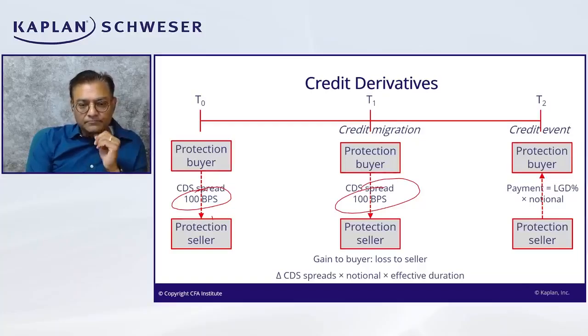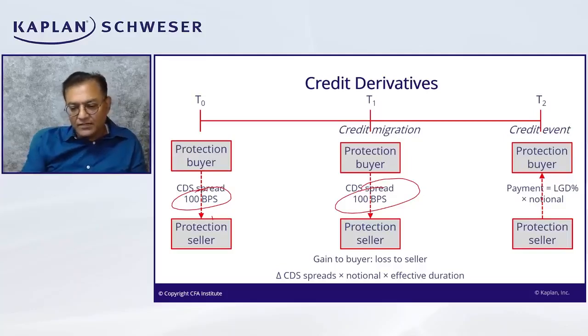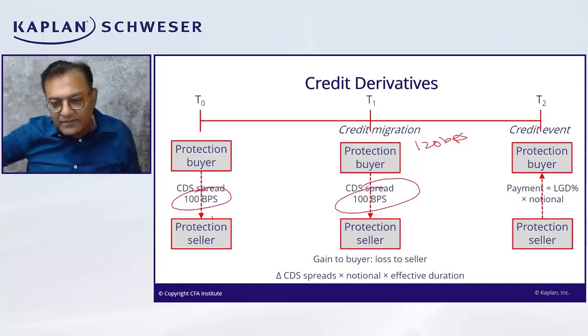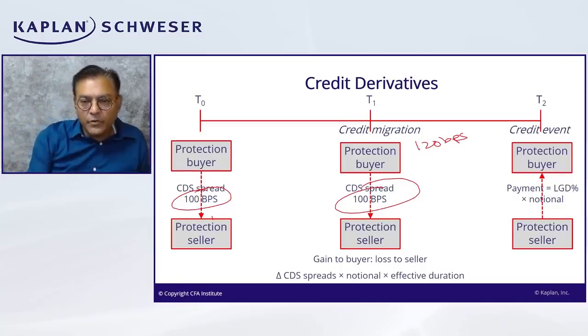Now, the gain, because the policy is fixed at 100 basis points, remember I said the protection buyer could turn around and sell it in the market if things had worsened, and let's say the spread has changed to 120 basis points. If things got worse, credit migration means a ratings downgrade, for example, and you have 120 basis points as the market credit spread. Well, the difference in the two times the notional times the effective duration of the CDS is basically the gain that the protection buyer will accrue.